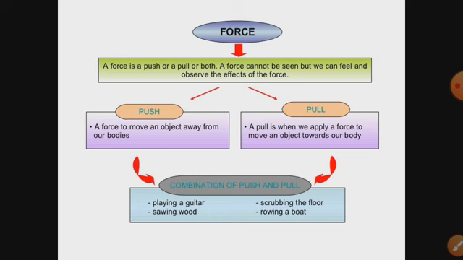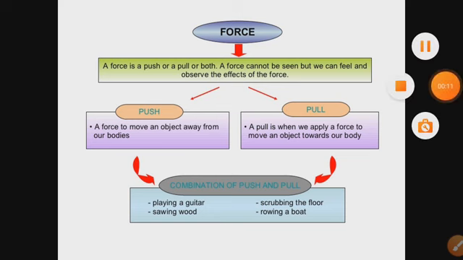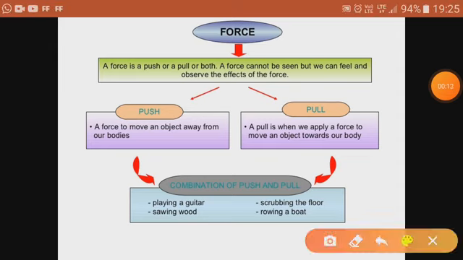First of all, try to understand the definition of force. Pull and push, as we know, is known as force. Force is push or pull or sometimes both. A force cannot be seen, but we can feel and observe the effect of the force. Because it is push and pull, it creates some effect also that we can see.